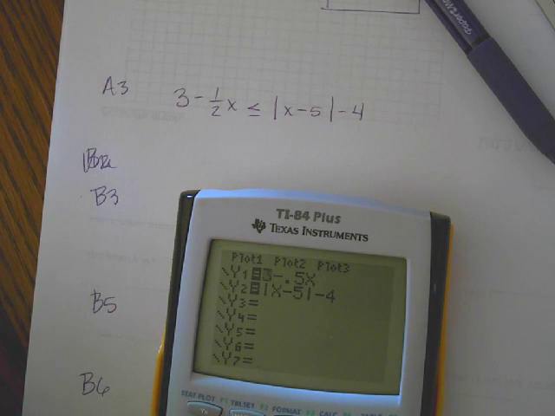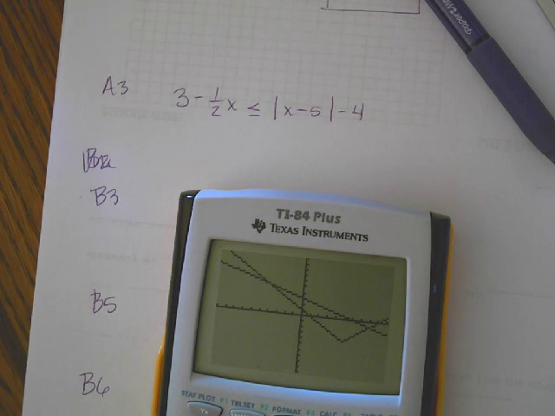And then for the absolute value of x minus 5, minus 4, you use your h, k for your vertex, 5, negative 4. And then turn it around there. So the graph should look like that.